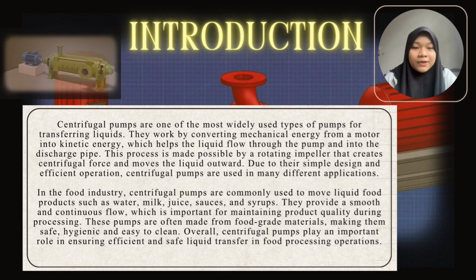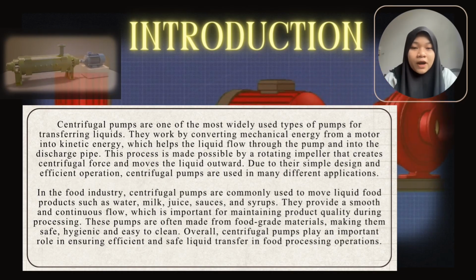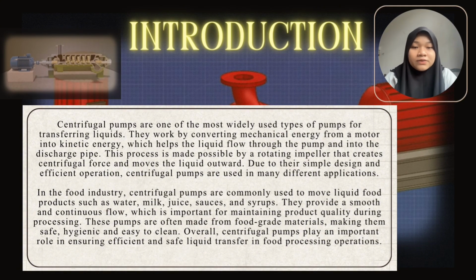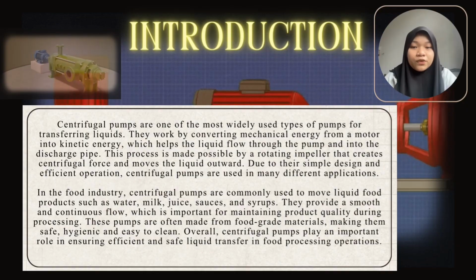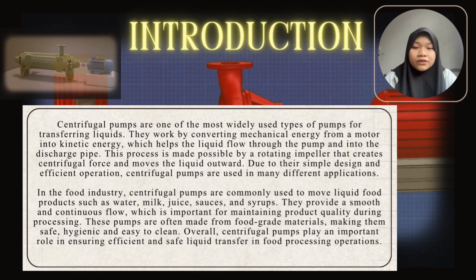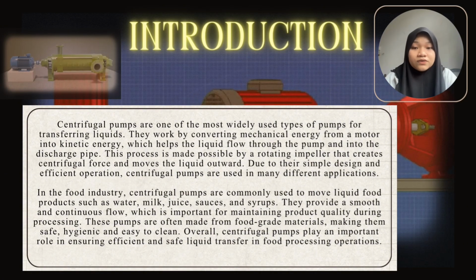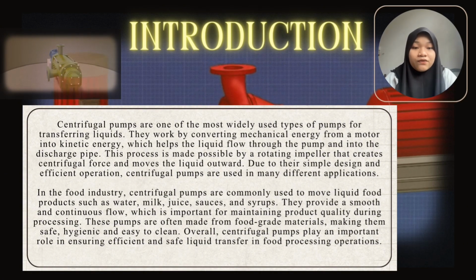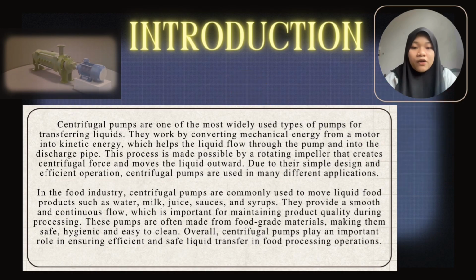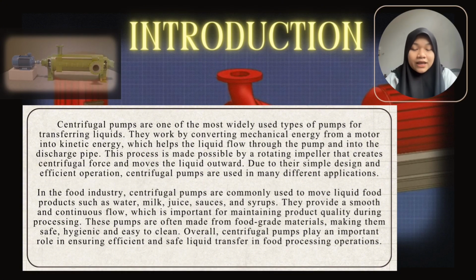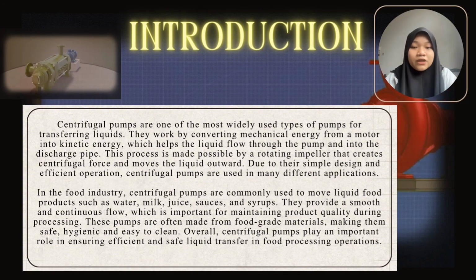Due to their simple design and efficient operation, centrifugal pumps are used in many different applications. In the food industry, centrifugal pumps are commonly used to move liquid food products such as water, milk, juice, sauces, and syrup. They provide a smooth and continuous flow, which is important for maintaining food quality during processing. These pumps are often made from food-grade material, making them safe, hygienic, and easy to clean. Overall, centrifugal pumps play an important role in ensuring efficient and safe liquid transfer in food processing operations.